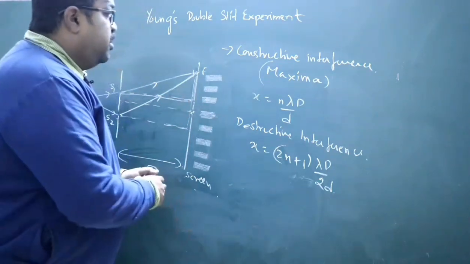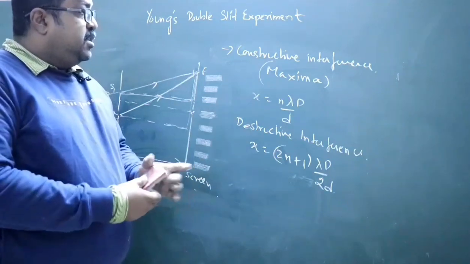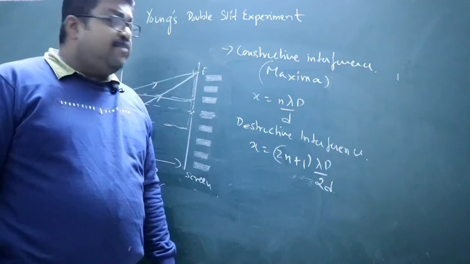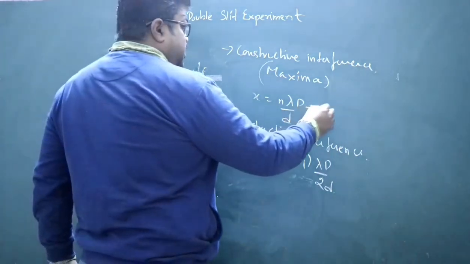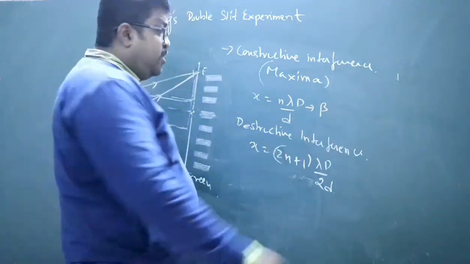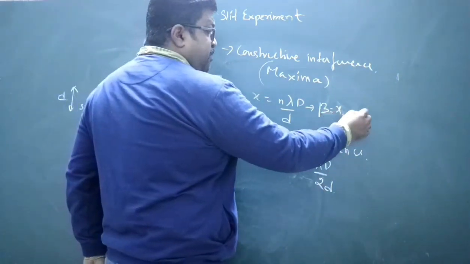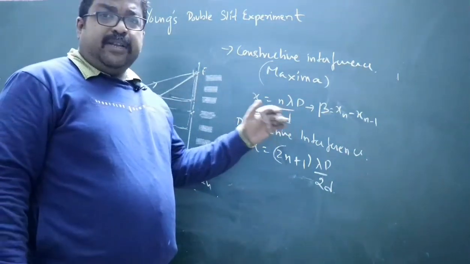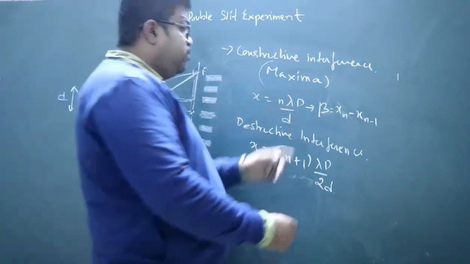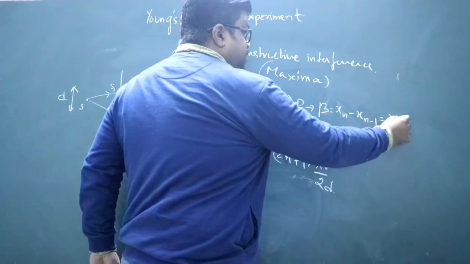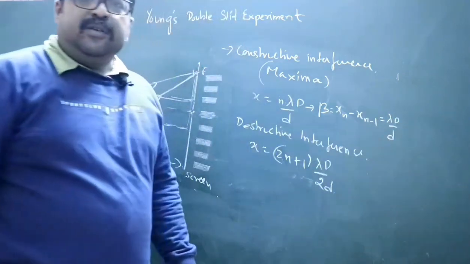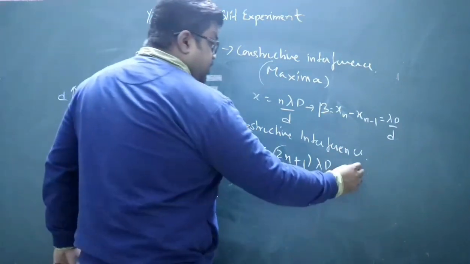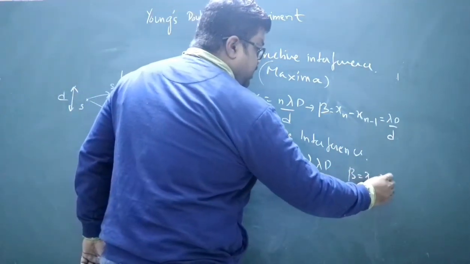This is the position of maximum intensity. If beta is the width of the bright band, then beta will be equal to xn minus xn minus 1, that is the nth bright band minus the (n minus 1)th bright band. If you substitute the values, you will see this is equal to lambda D by d.